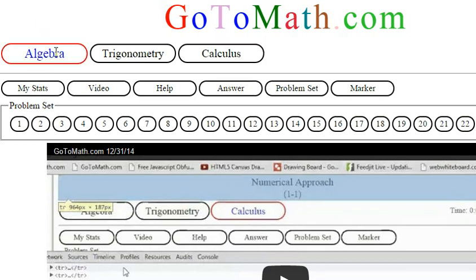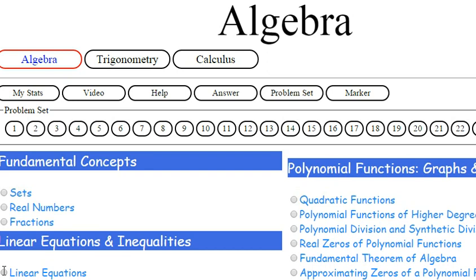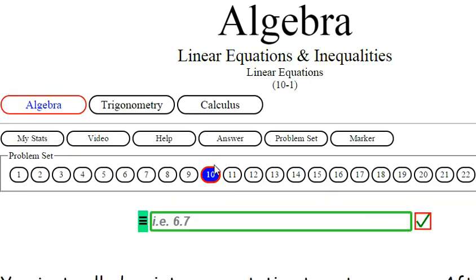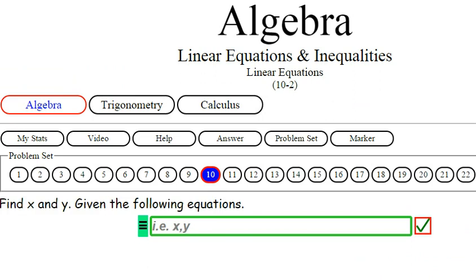Okay, we're over here at gotomath.com. Click on the algebra. Let's go down to linear equations. And I believe we're looking at 10.2. Get that to come up.